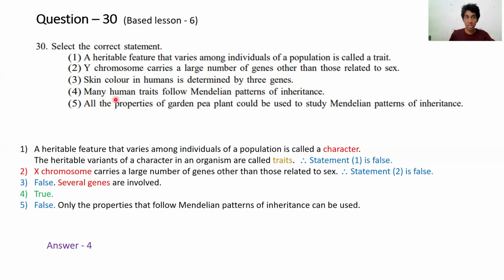4. Many human traits follow Mendelian patterns of inheritance. That's true. 5. All the properties of garden pea plant could be used to study Mendelian patterns of inheritance. That is false. Only the properties that follow Mendelian patterns of inheritance can be used. So therefore, the correct statement is the fourth one. So the correct answer is 4.